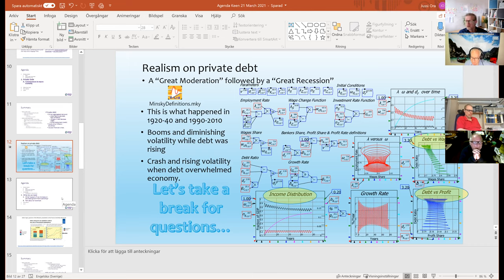But this takes us to a breaking point. That's what you're saying here. That's the problem. We have the level of private debt can overwhelm the repayment capacity of the economy.